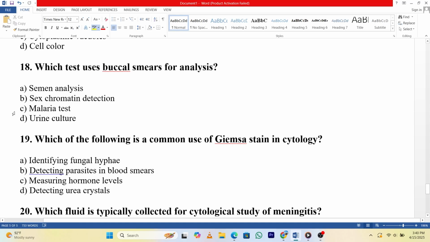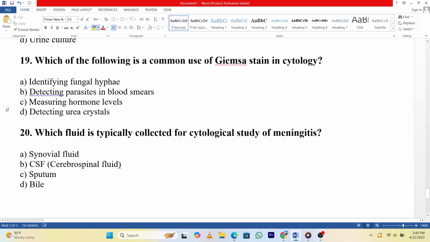Answer, B. 19. Which of the following is a common use of Giemsa stain in cytology? A. Identifying fungal hyphae. B. Detecting parasites in blood smears. C. Measuring hormone levels. D. Detecting urea crystals. Answer, B.